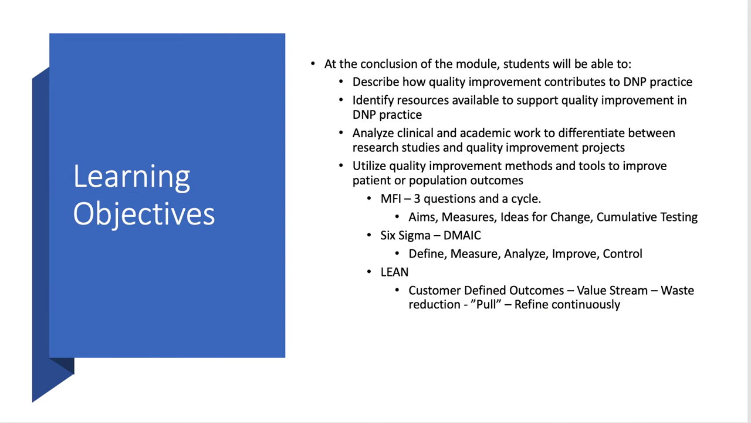These are the objectives for this week. So at the end of your learning of this week, you should be able to describe how quality improvement contributes to DNP practice and identify resources available to support quality improvement in DNP practice. Analyze clinical and academic work to differentiate between research and quality improvement projects. You'll also be able to utilize quality improvement methods and tools to improve patient or population outcomes.